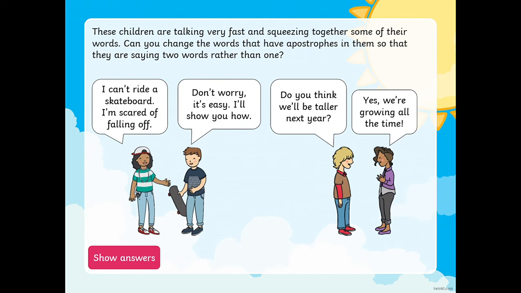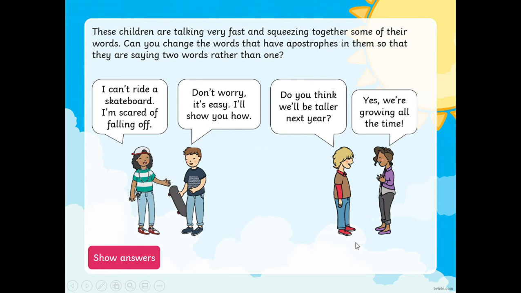Okay, so let's look at the girl and the boy with the skateboard. So the girl is saying, I can't ride a skateboard. I'm scared of falling off. And the boy says, don't worry, it's easy. I'll show you how. Pause the video and have a think what those contractions will be. Well done. We'll have a look at the answers in a minute. Let's look at these 2 here.